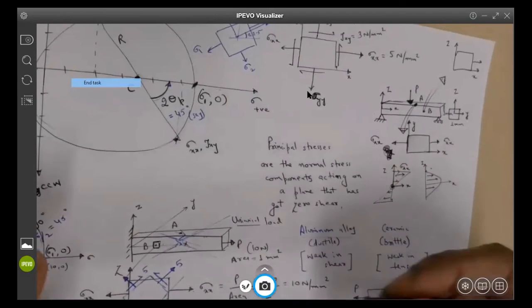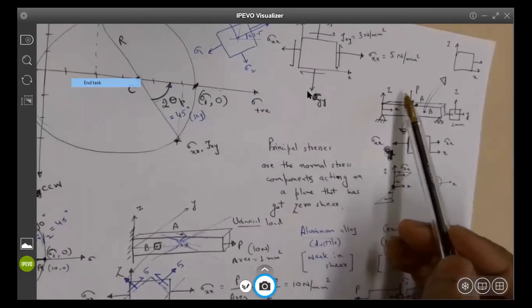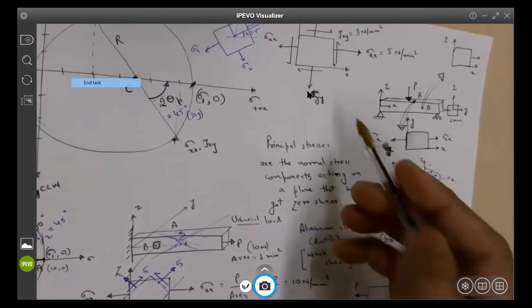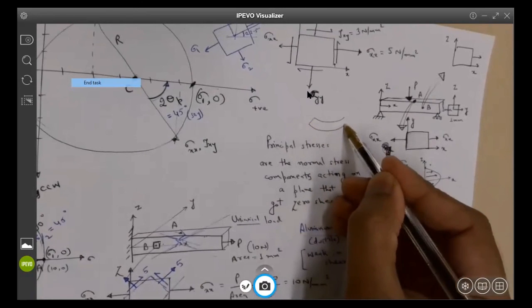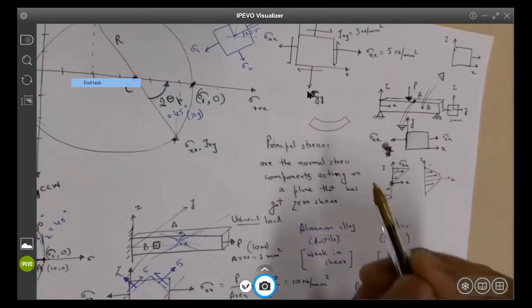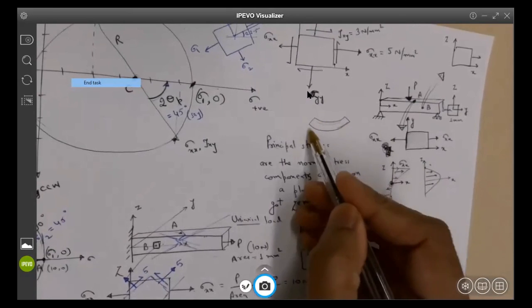Yeah. So when it's stretching, then you have sigma x in this direction. But when you apply load from the top, it's going to basically deform like this, right? So that means the top part will be in compression, bottom part will be in tension. Agreed?